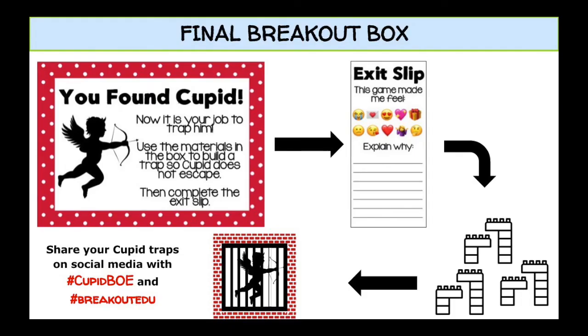Final breakout box. After removing all the locks from the hasp, the students will open the large breakout EDU box to find the "You Found Cupid" sign. They will use the provided Legos or other building materials to build a trap for Cupid so he cannot escape again. Students or the teacher should take a picture of the trap and share it on social media with the hashtag CupidBOE, so everyone can see the traps that others have made. Students can complete the exit tickets and turn them into the teacher.